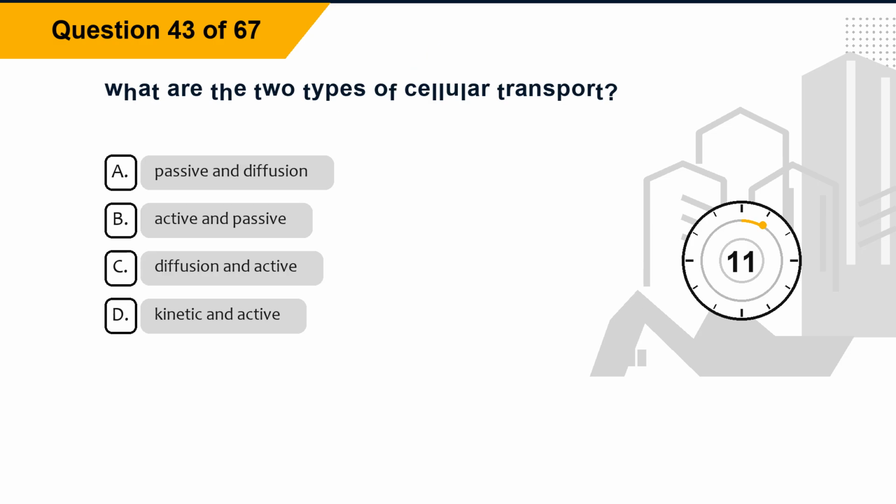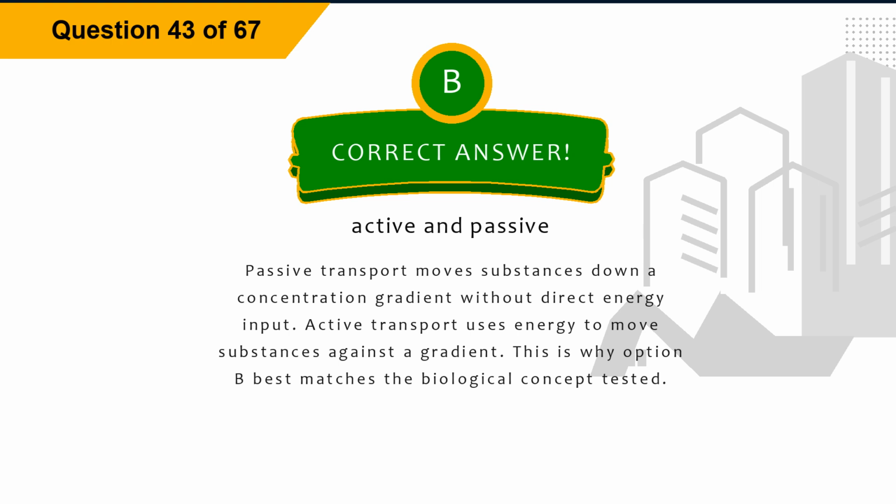Question 43. What are the two types of cellular transport? Option A, passive and diffusion. Option B, active and passive. Option C, diffusion and active. Option D, kinetic and active. The correct answer is option B, active and passive. Explanation. Passive transport moves substances down a concentration gradient without direct energy input. Active transport uses energy to move substances against a gradient. This is why option B best matches the biological concept tested.